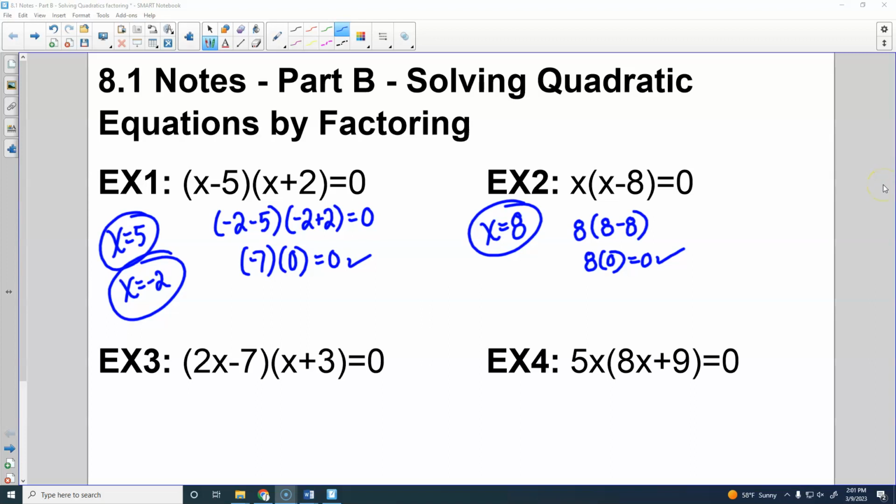Another number that would work? Okay, there is another number that would work. What would it be? 0. All right, if I plug in 0, 0 times 0 minus 8 would be 0 times negative 8, which does equal 0. So x equals 0.